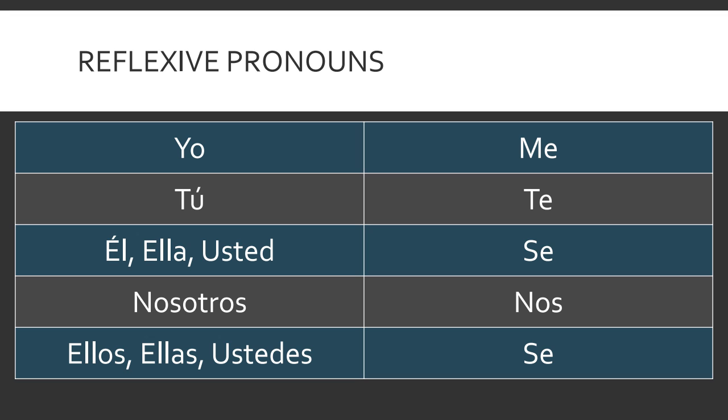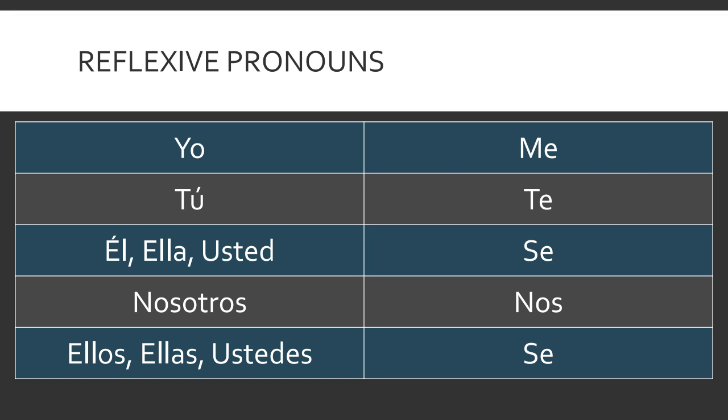In order to use reflexive verbs, you'll need to know how to use reflexive pronouns. So depending on who your subject is, you're actually going to pick a different pronoun. So if your subject is yo, you're going to use the reflexive pronoun me. If your subject is tú, so if you're saying you are doing something to yourself, then you're going to use the reflexive pronoun te. If your subject is él, ella, or usted, so it's he or she or the formal version of you that's doing an action to themselves, then you're going to use the reflexive pronoun se.